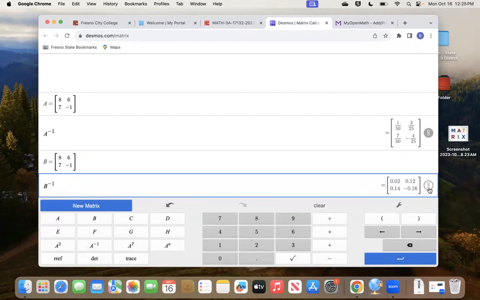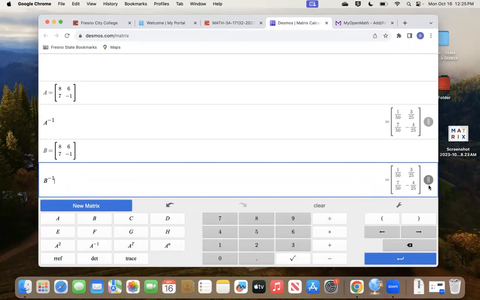Now it's decimals. If you click on this little fraction thing, convert to fraction, click it. There it is, the exact same answer we got with fractions. You can click it back to decimal, back to fraction, however they want it. So what do you do? You just click new matrix, type in your matrix, hit enter, come to the next line, and type in that same letter. That was matrix B. So matrix B inverse. And there it is.